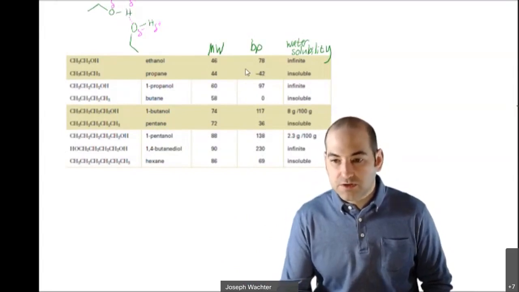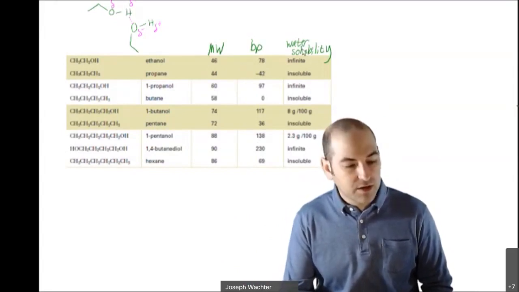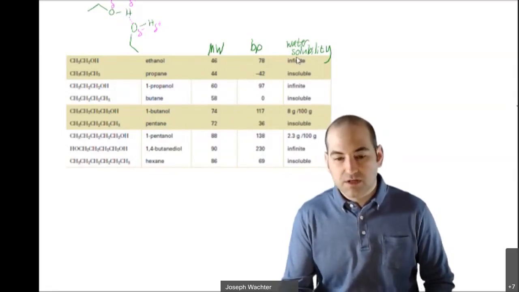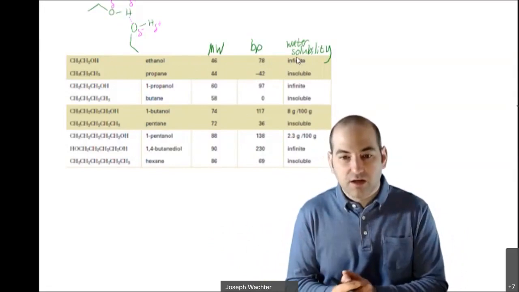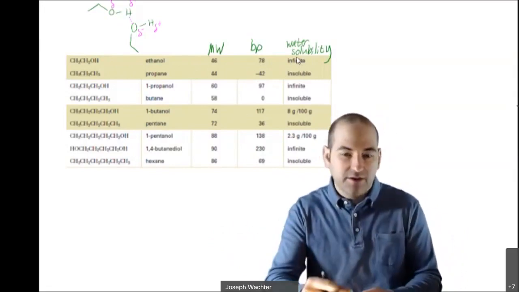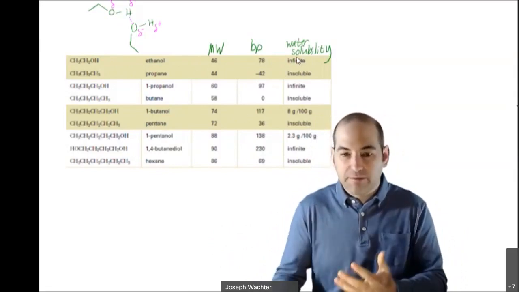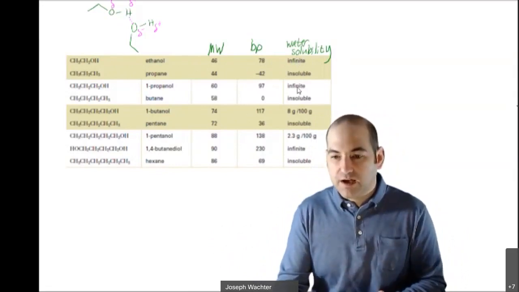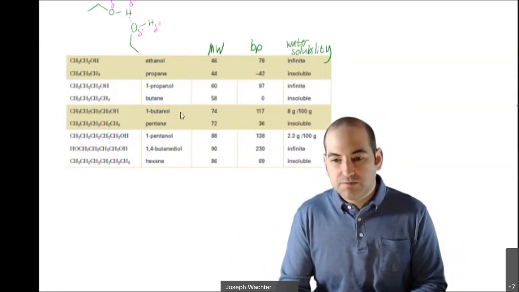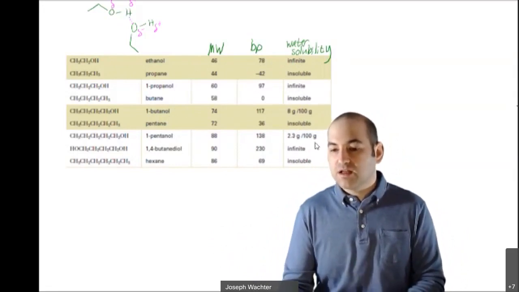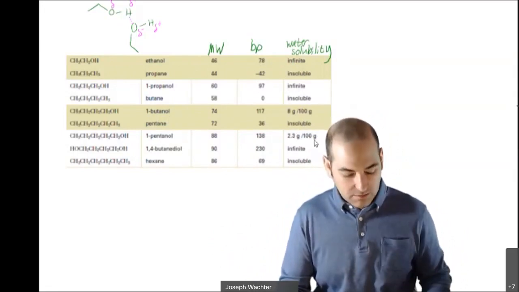The other interesting trend here is the water solubility. So you see ethanol has infinite water solubility, which means you can make whatever mixtures of ethanol. You can put a tiny bit of water in ethanol, or you can put a bunch of ethanol in water, however you want to think about that. That all mixes fine. Propanol mixes fine. But then as we get to butanol and pentanol, the water solubility actually starts to drop, and it becomes less and less soluble as we go up.